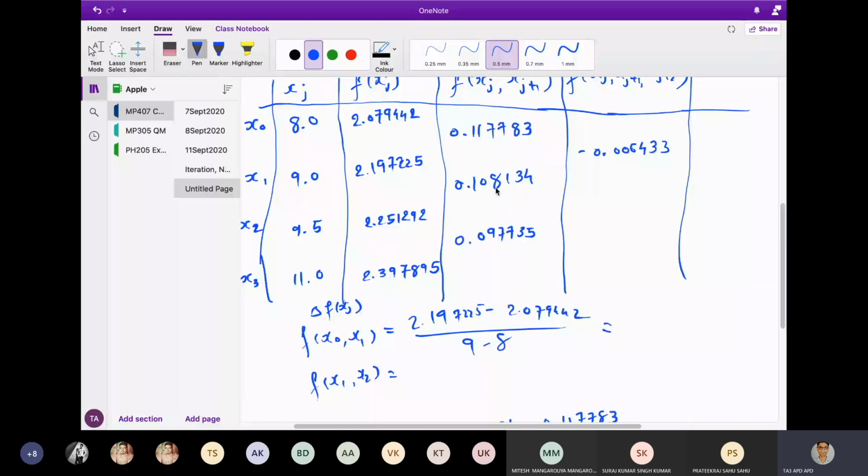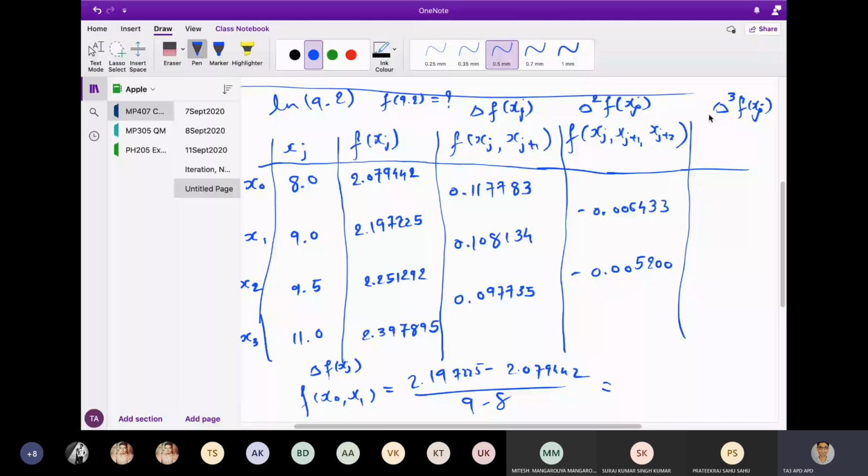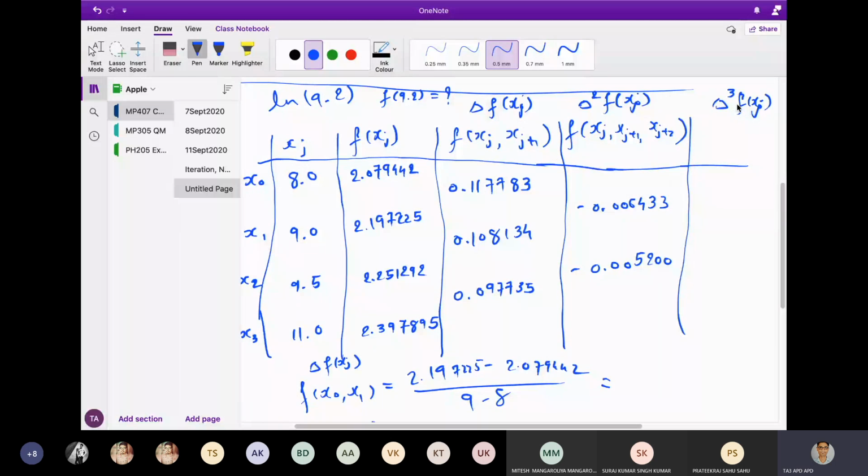And similarly for this, you take the difference of these two divided by the difference of 11 minus 9. 11 minus 9. So that should give you minus 0.005200. Okay, ये दोनों का difference है divided by these two difference 11 minus 9. All right, so that is your delta square f of xj, and at the end delta cube.